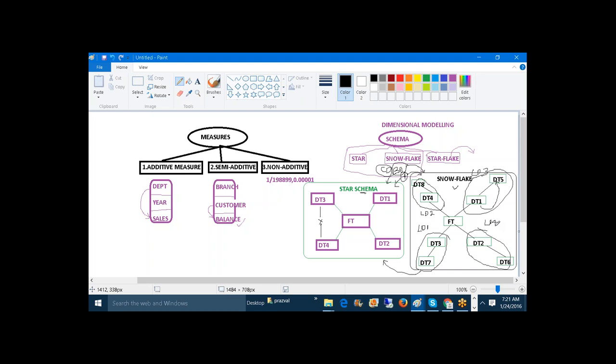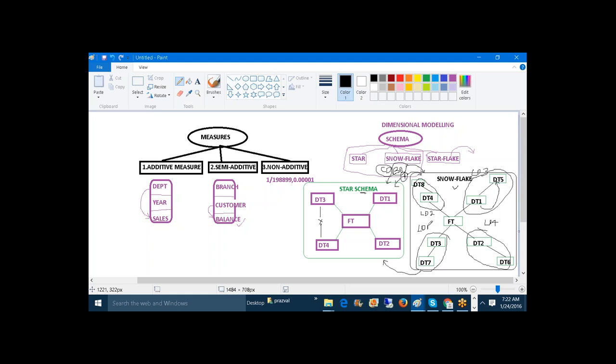Now we see here the fact table and LD1, LD2, LD3, and LD4. It's nothing but the star schema only. But this kind of grouping is not recommended, because it will degrade the performance. So it is possible to convert snowflake to star, but it is not recommended as it will degrade the performance.